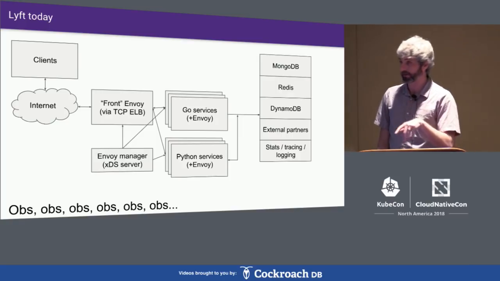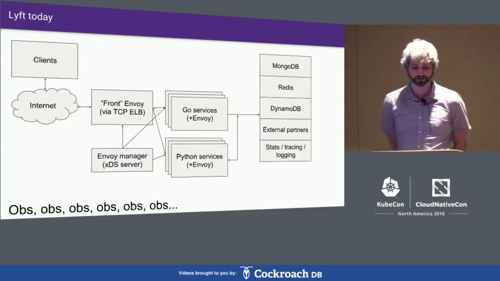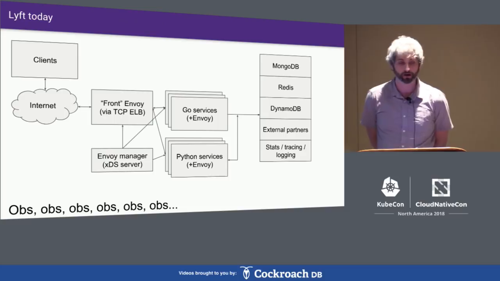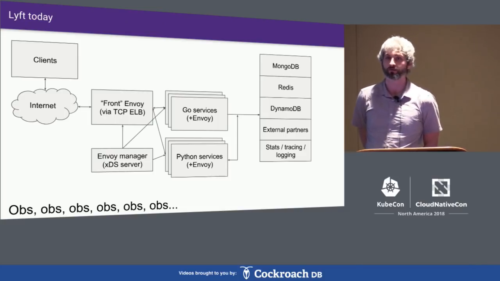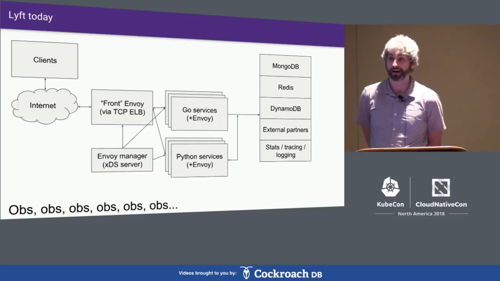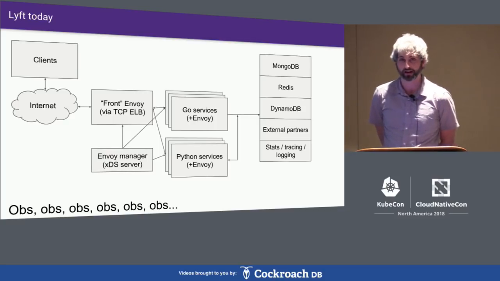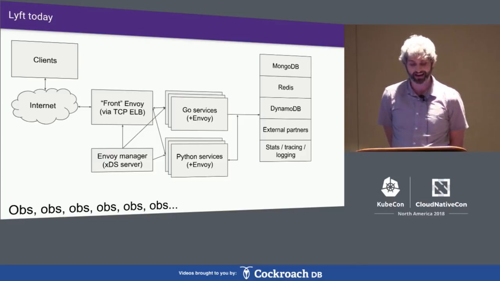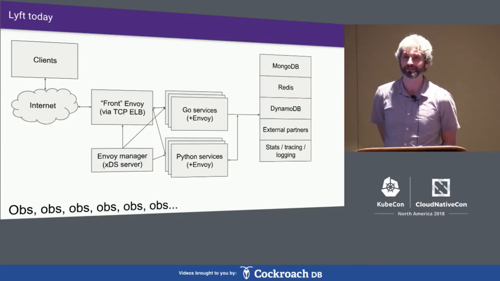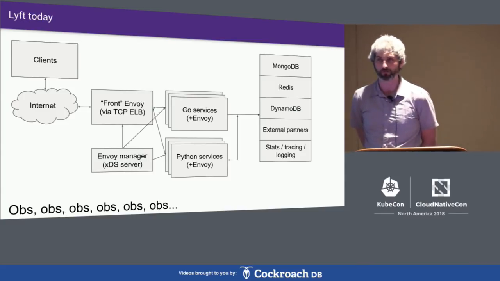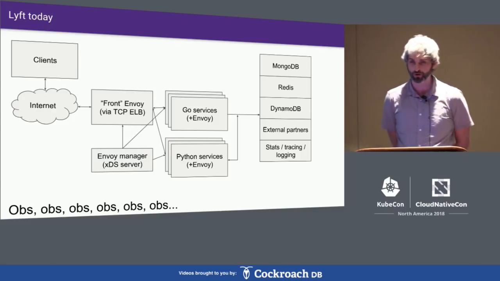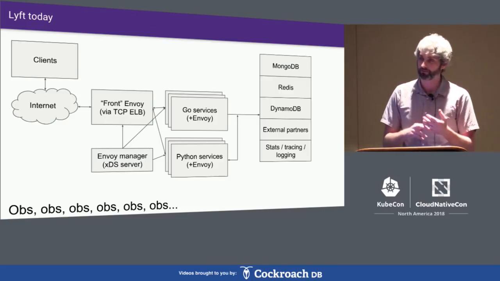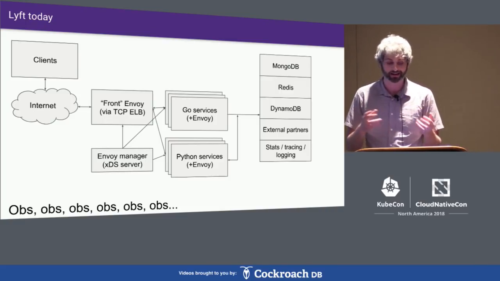So this is roughly what Lyft looks like today. We have our clients, obviously internet. Now, we have Amazon network load balancers in front. We run a fleet of what we call our front or our edge Envoys. We've actually recently, in the last couple of months, finally, after years, gotten rid of our PHP monolith. No more PHP. And now we have lots of Go services, lots of Python services. There's a bunch of random one-off other services, C++, Java, Node. And then from the backing perspective, we're still using MongoDB, Redis, DynamoDB, a whole bunch of external partners, stats, logging and tracing.